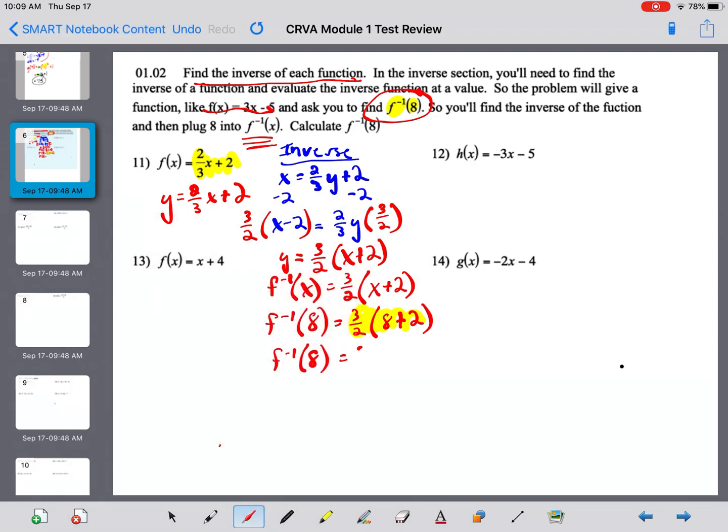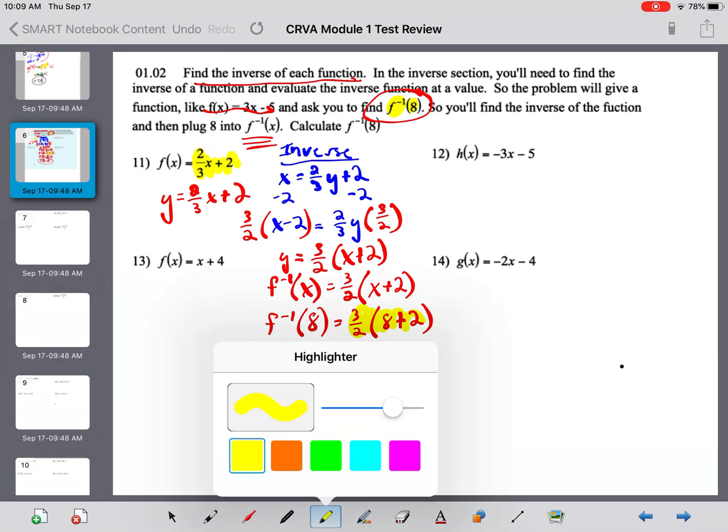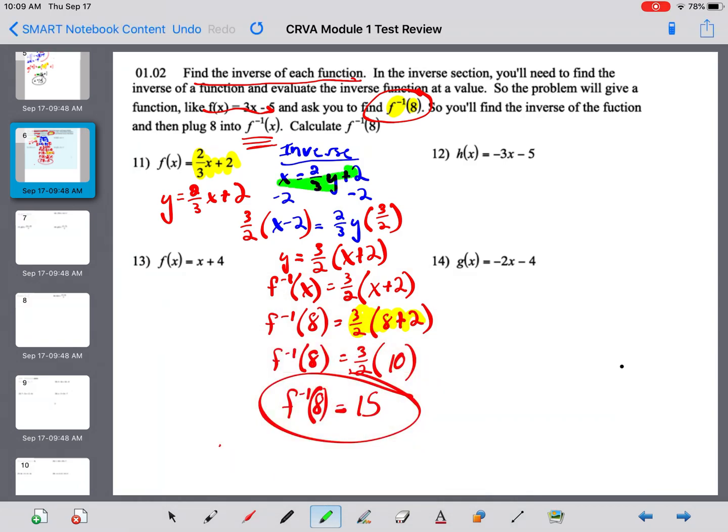All right, so then we get 10 in the parentheses, and we get 30 over 2, which is 15. So that is the solution to this. There is all of this work to get the inverse function, and then you plug in the value.